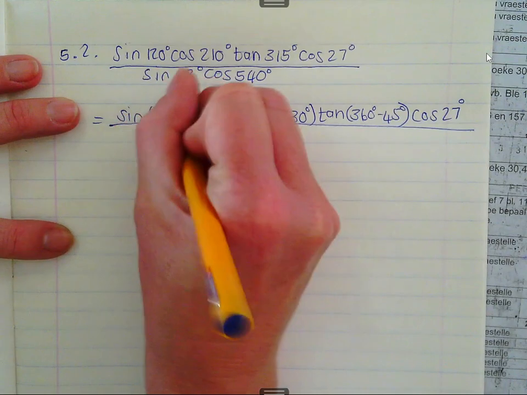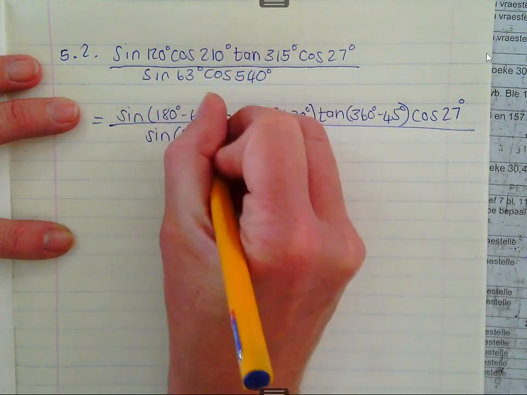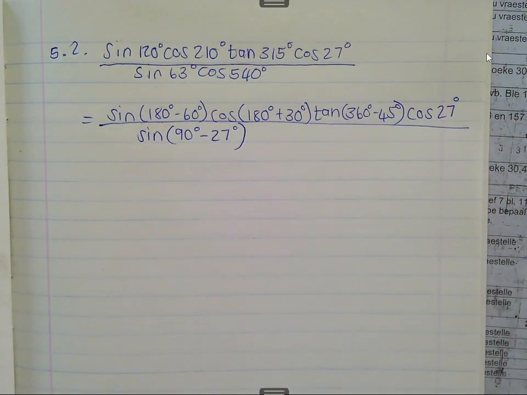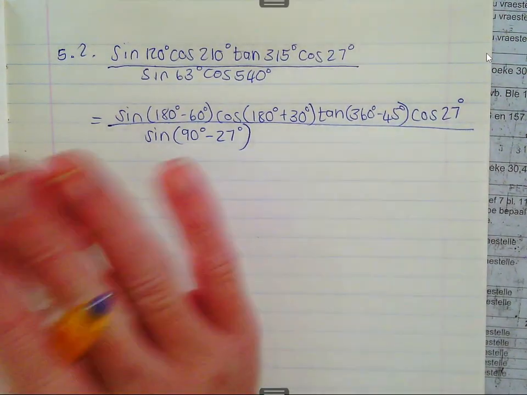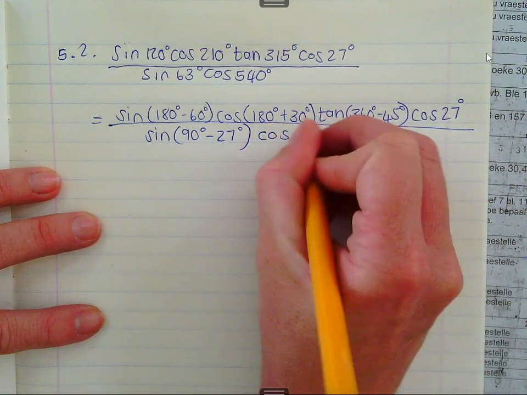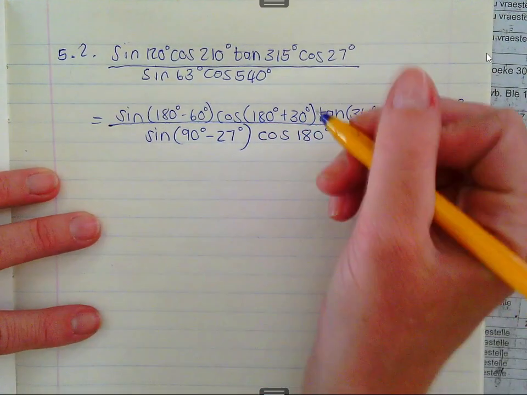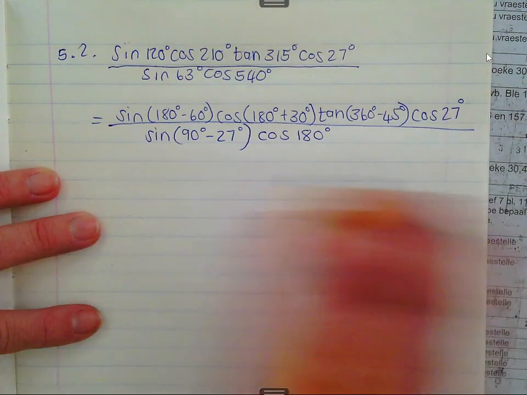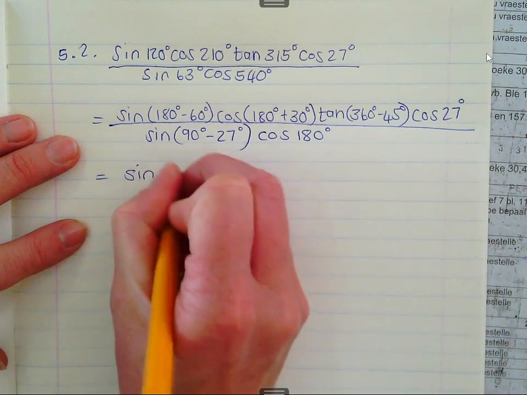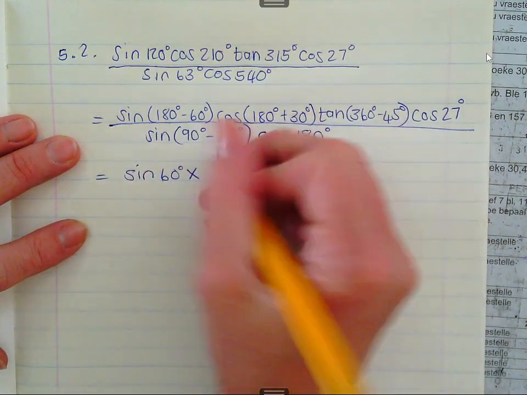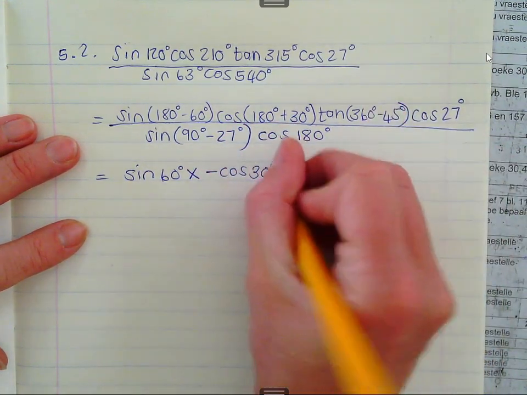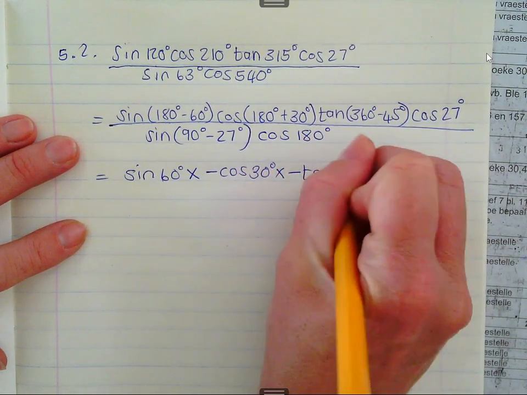I'm going to say sin, and I notice that 63 and 27 are complementary angles, which means they add up to 90 degrees. The answer of this bracket must still be 63, and that must be an acute angle. Cos 180 degrees. You can also say 180 minus 0. This one is in the second quadrant where sin is positive, so it's sin 60. Times, this is in the third quadrant where cos is negative, negative cos 30. This is fourth quadrant where tan is negative, tan 45.